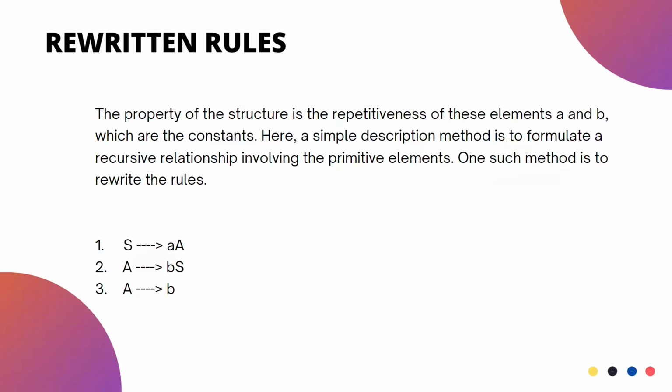Here, rule 1 tells that the starting symbol capital S can be replaced by primitive element small a and the variable capital A. This variable capital A can be replaced by small b capital S or by small b alone. Replacing with small b capital S will move back to the initial rule and the procedure will be repeated. Replacing A by small b alone ceases the procedure. This is because no other variables remain in the expression.